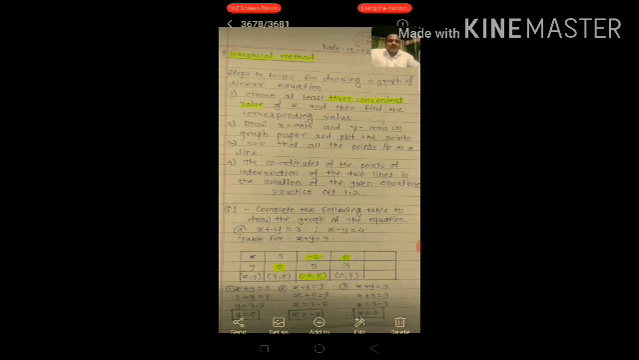Then listen here. Steps for the graphical method. First step, choose at least 3 convenient values for x and then find the corresponding values of y. Second, draw the x axis and y axis on the graph paper and then plot the points you found.